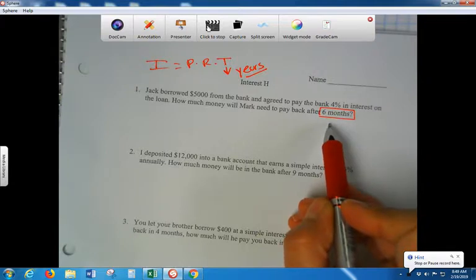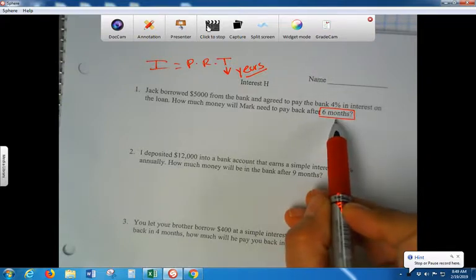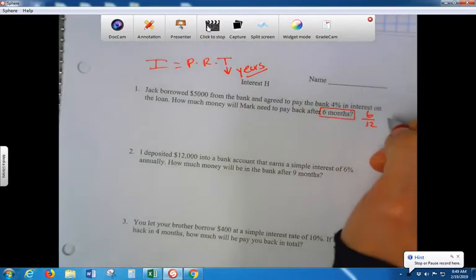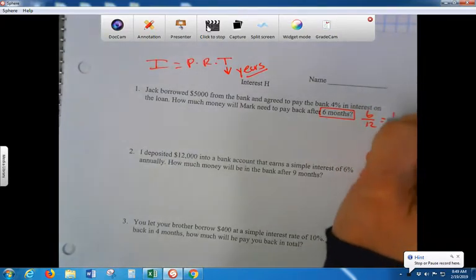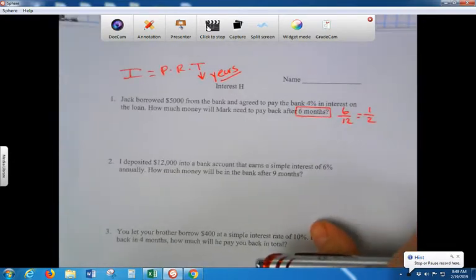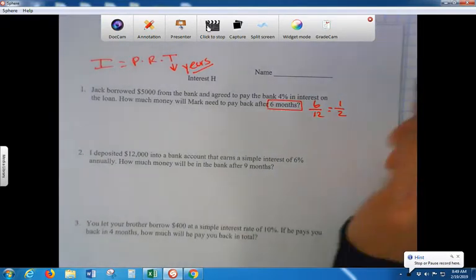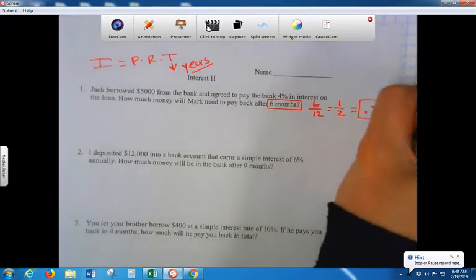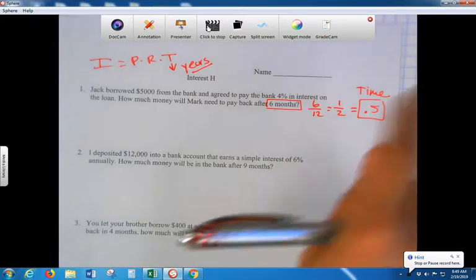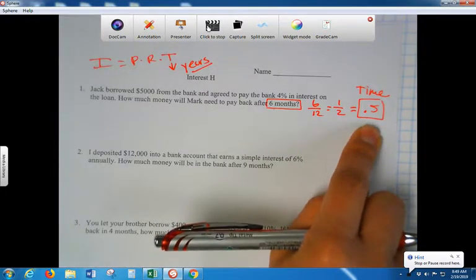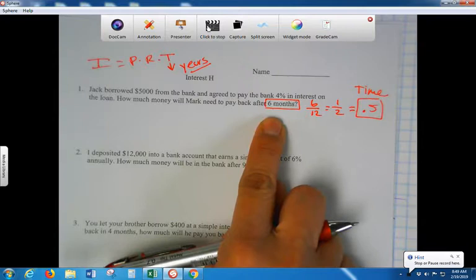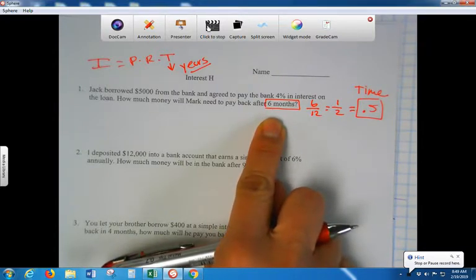It's a fraction. 6 months is what fraction in a year? 1/2. Because 6 months is 6 out of 12, correct? So that would actually be 1/2, right? And to multiply it, we would write it as a decimal. So what would be the decimal of 1/2? 0.5. So your time is 0.5 because it's 6 months. Does that make sense? So the way they make interest harder is they don't give it to you in years, they give it to you in months. So you have to do the conversion.